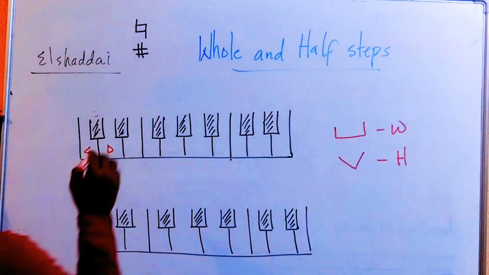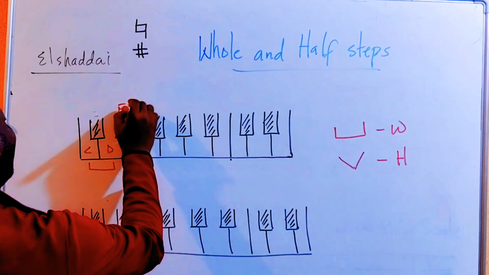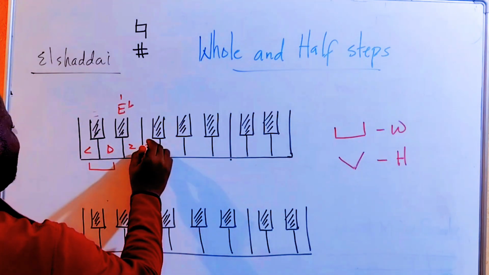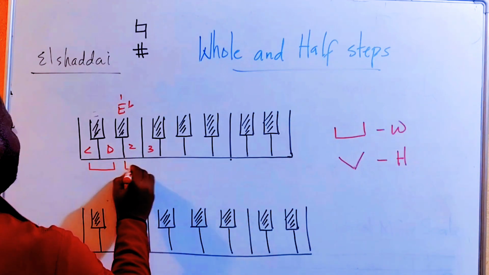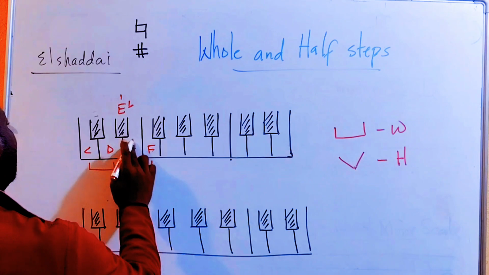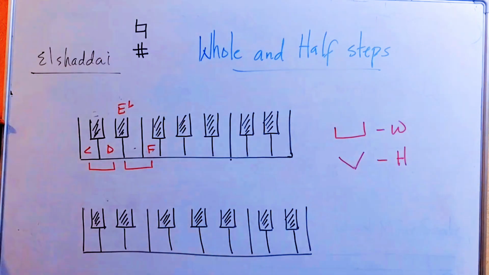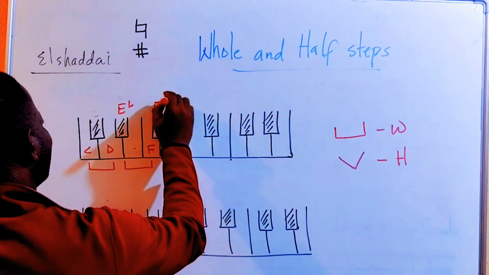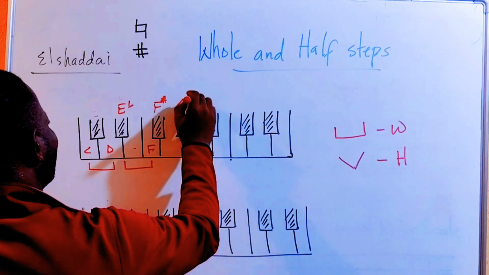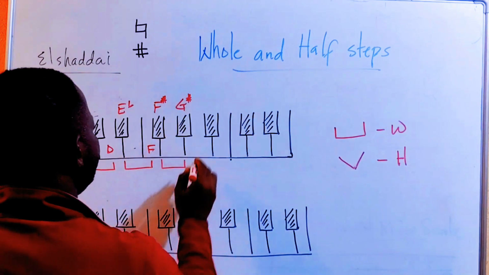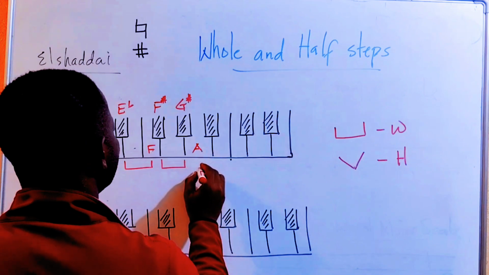If you come from E flat, you're going to take a whole step, you're going to say 1, 2, 3. So from E flat to F is a whole step. A whole step will always leave one key between. You can come from F sharp and take another whole step. You'll leave one key between them. 1, 2, 3. You come from A and take a whole step.